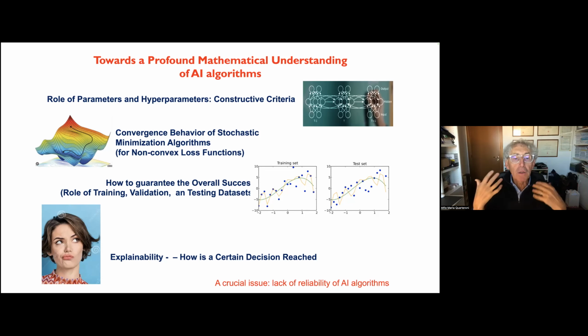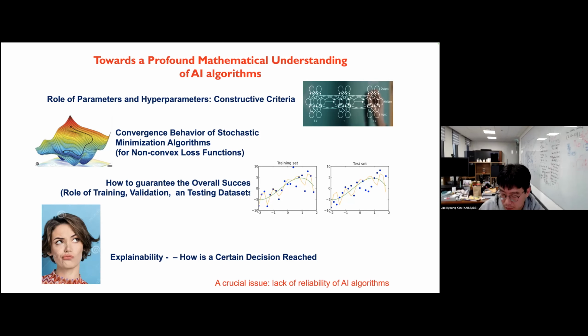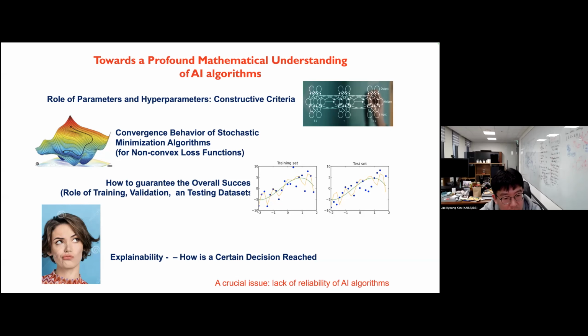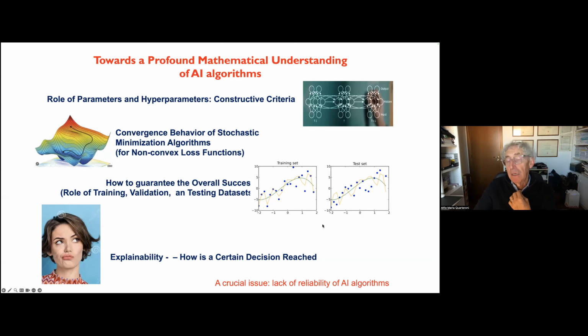Those are typically non-convex functions that you have to minimize in very large spaces, and finding algorithms that ensure convergence is not obvious at all. And there is a lot of debate and also new methods. For instance, you have stochastic minimization algorithms, and we need a better understanding of their convergence properties. How to guarantee the success?